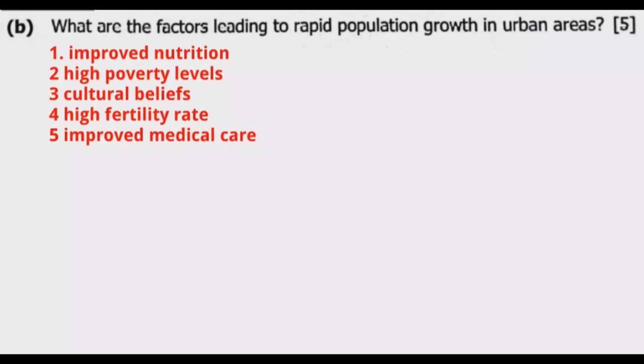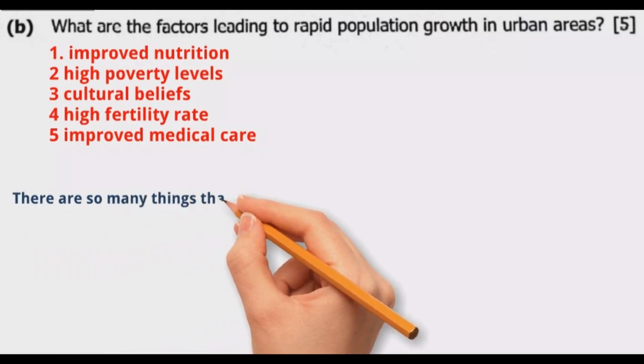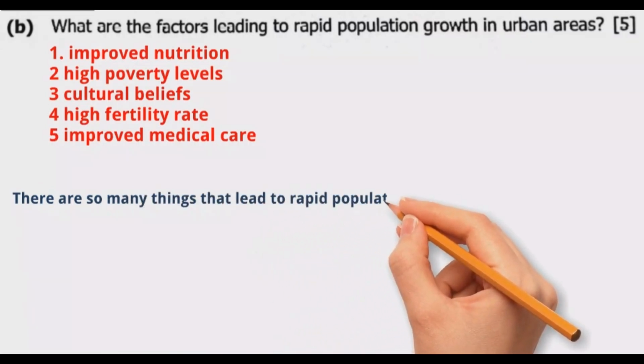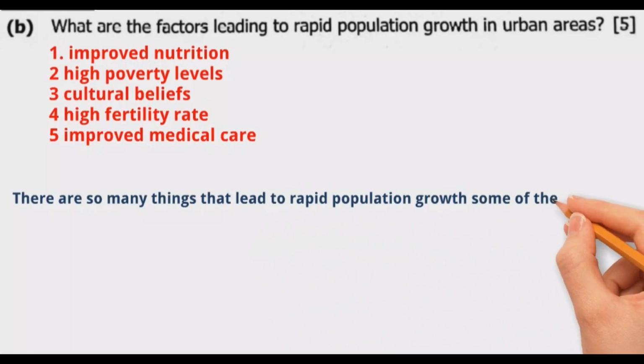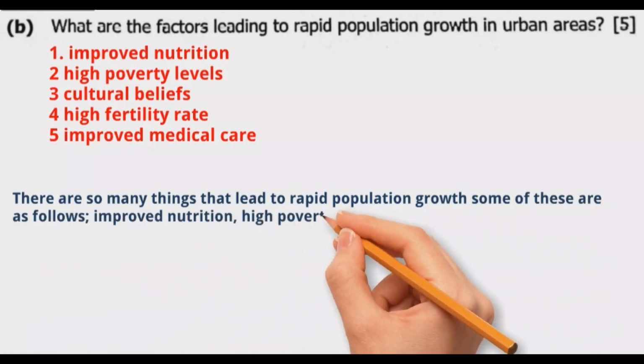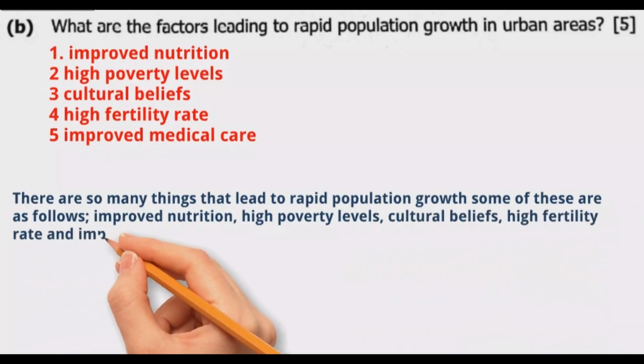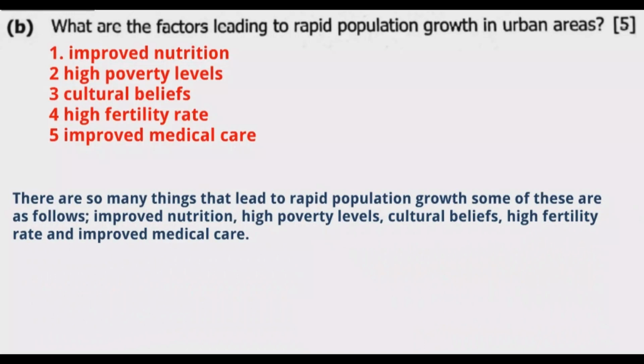Now we put these into a short essay. Okay, there are so many things that lead to rapid population growth. Some of these are as follows: improved nutrition, high poverty levels, cultural beliefs, high fertility rate, and improved medical care.